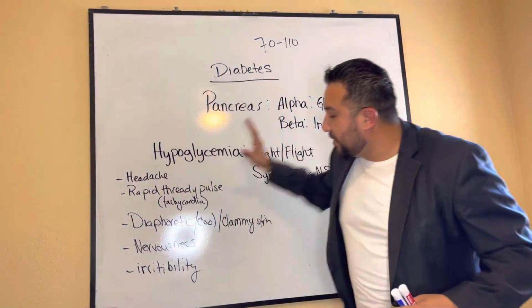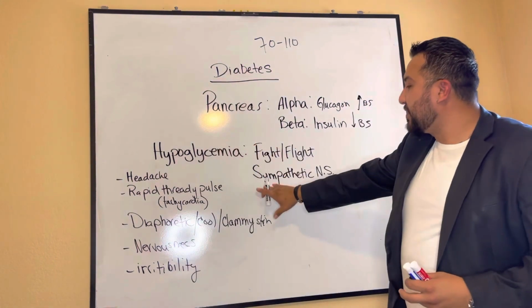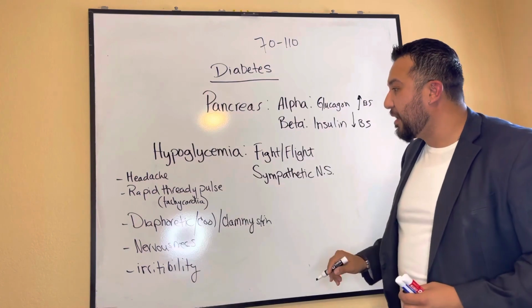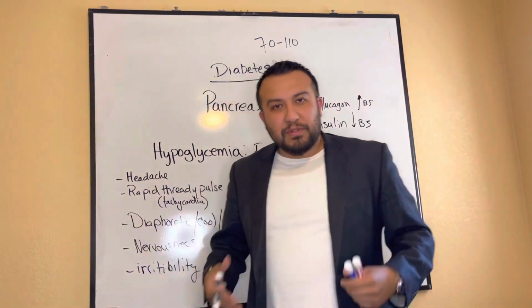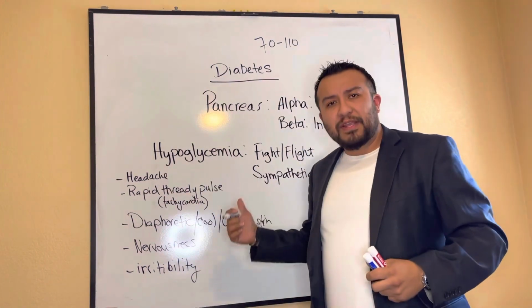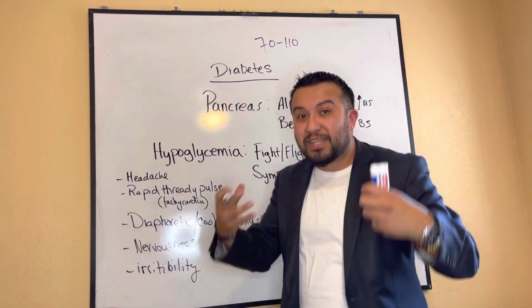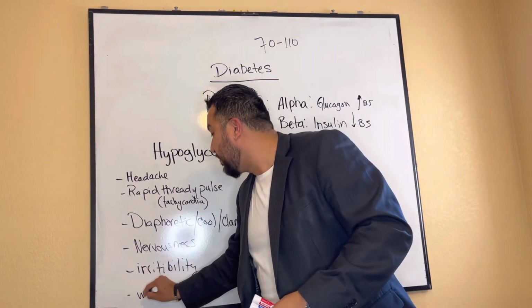But instead of memorizing all this stuff, we can just remember that hypoglycemia activates your sympathetic nervous system. That's your fight or flight. Why do you have a headache? Because your cells, your neurons don't have enough glucose to maintain function, so you have a headache. Rapid thready pulse, the activation of fight or flight so your cells can have some degree of energy. Because remember, when you're hypoglycemic, you'll also have weakness.